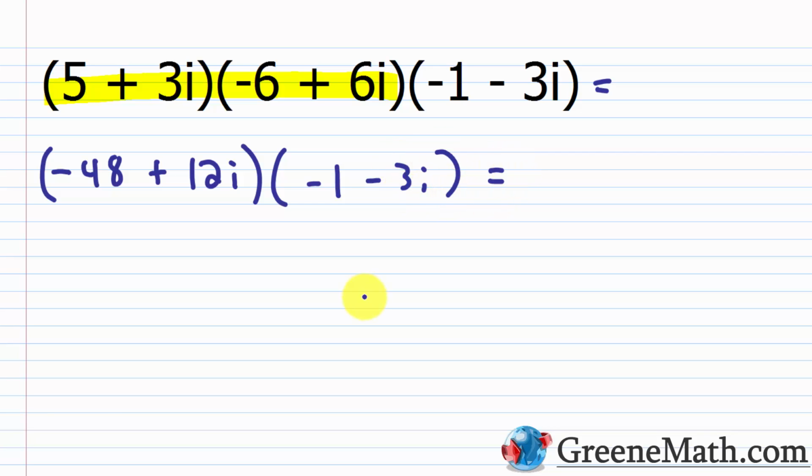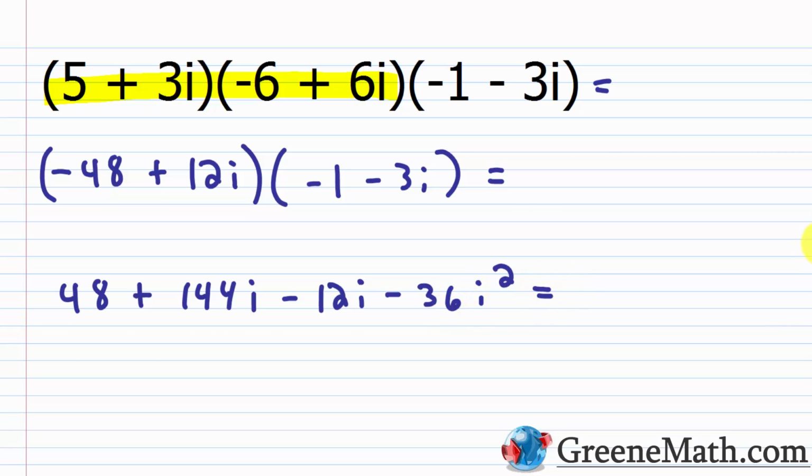Okay, so let's do the FOIL again. So negative 48 times negative 1 is positive 48. Then negative 48 times negative 3i is plus 48 times 3, which is 144, and then times i. Then you'd have 12i times negative 1, which is minus 12i. And then lastly, you would have 12i times negative 3i. That's minus 36i squared.